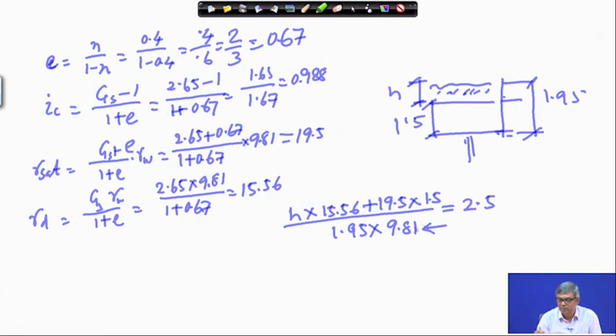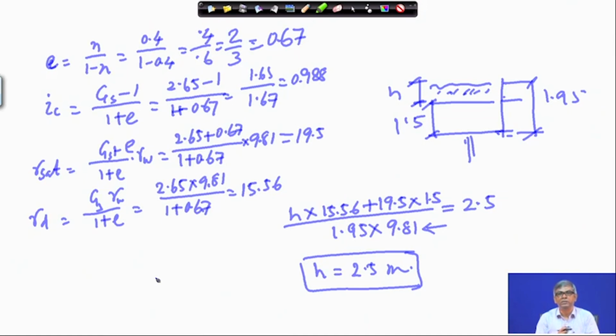If I do this, by simplifying, I can find H approximately equal to 2.5 meters. Or whatever, it can be calculated and checked, it may be 2.5 meter. So that means if you put around that much dry sand here, and even if I apply 1.95 of upward head to flow water through this soil, still you will have a factor of safety 2.5 against critical hydraulic gradient.